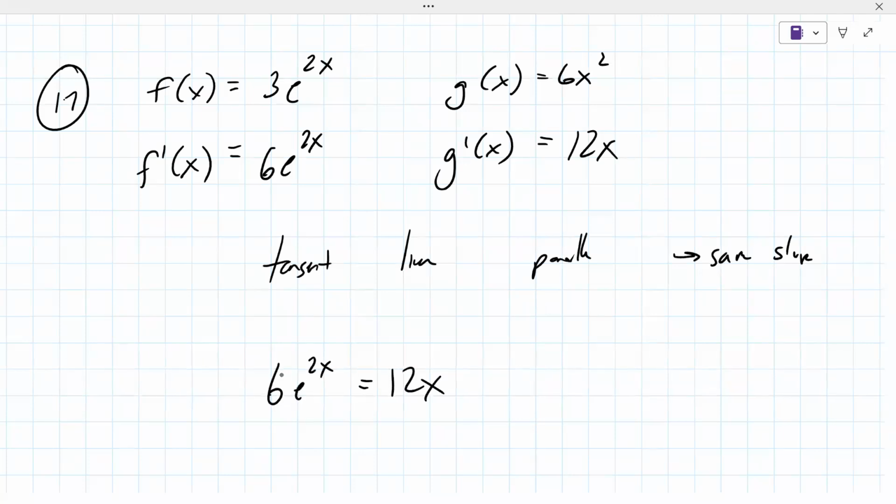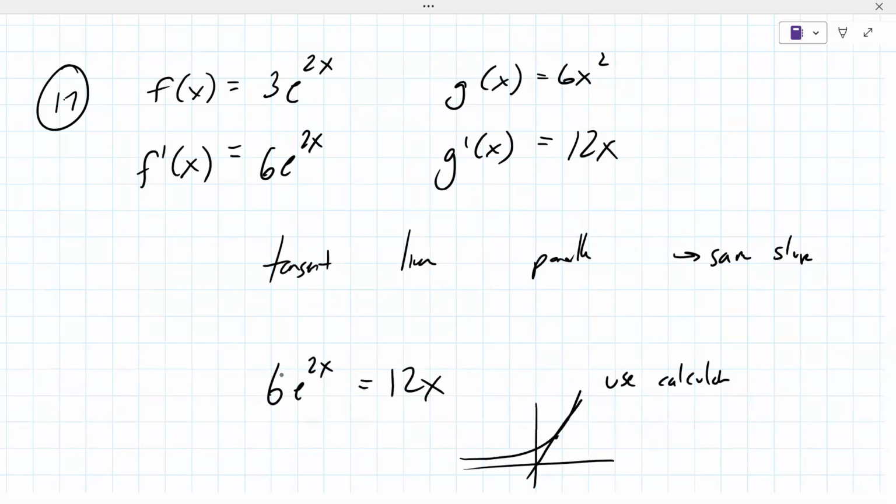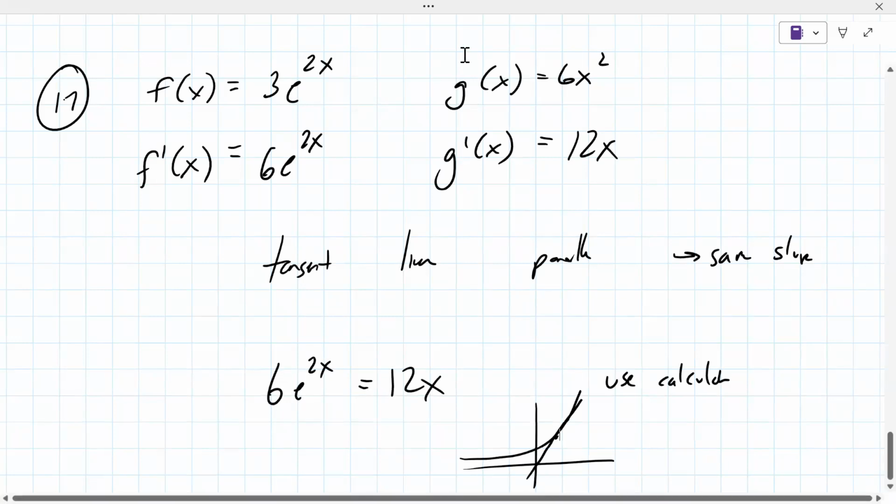There's no way to do this by hand that you know of, or anybody in this class would know. So you're going to use your calculator to find the intersection. And so the graph of E looks like that. There might be two, it might be one. I don't know. You'll have to investigate that.